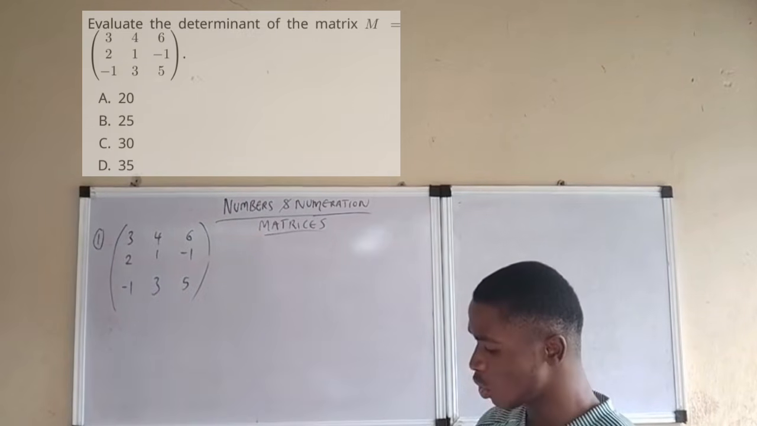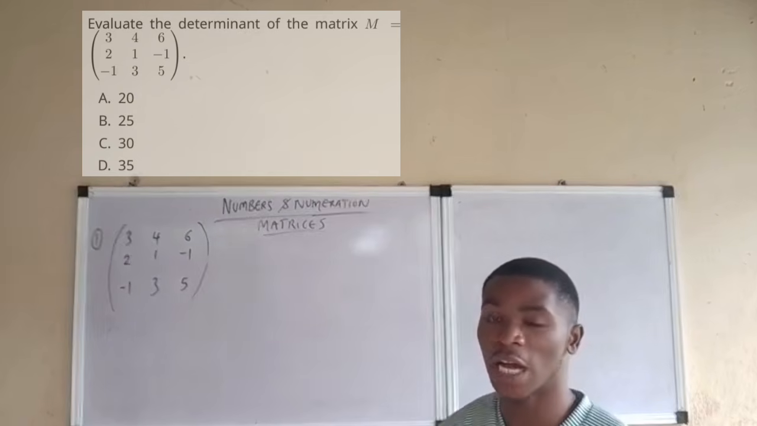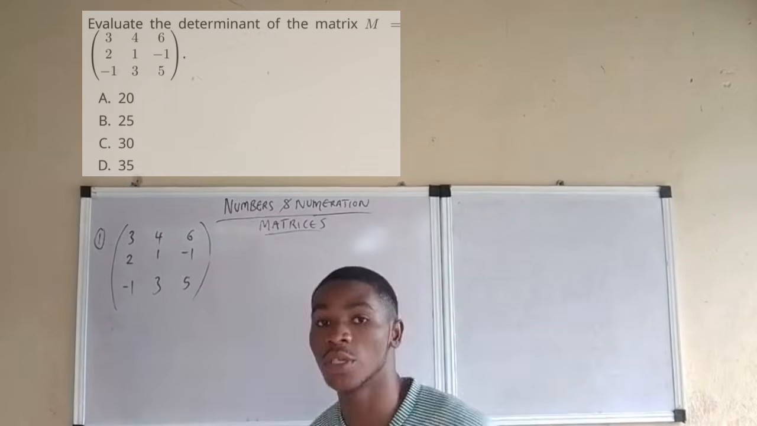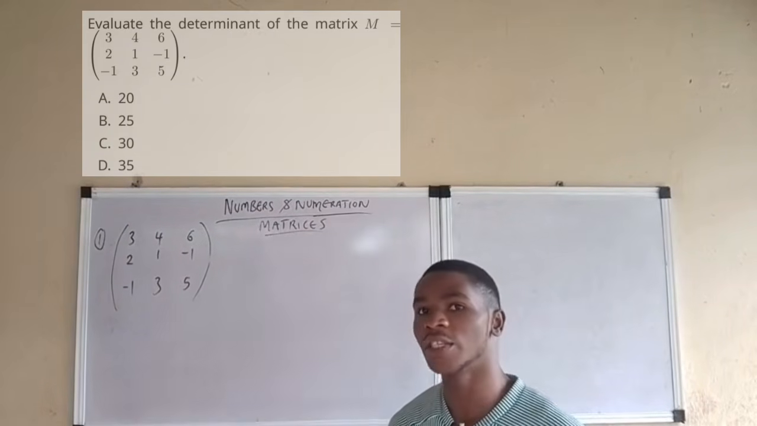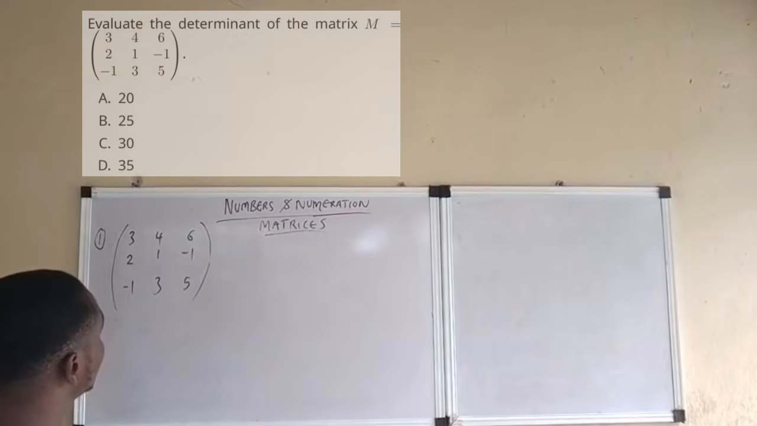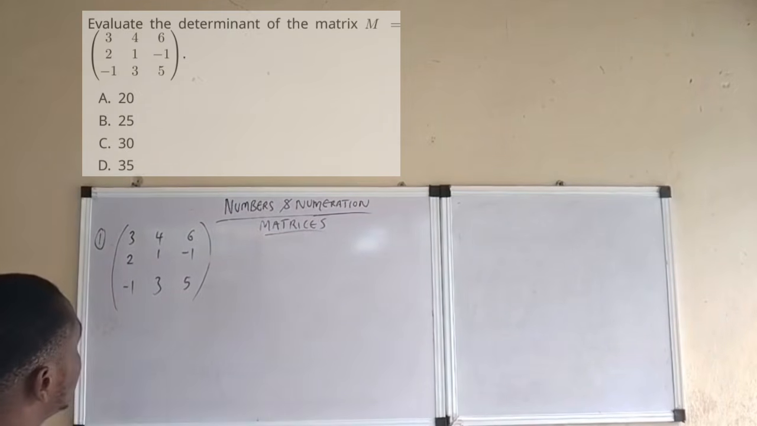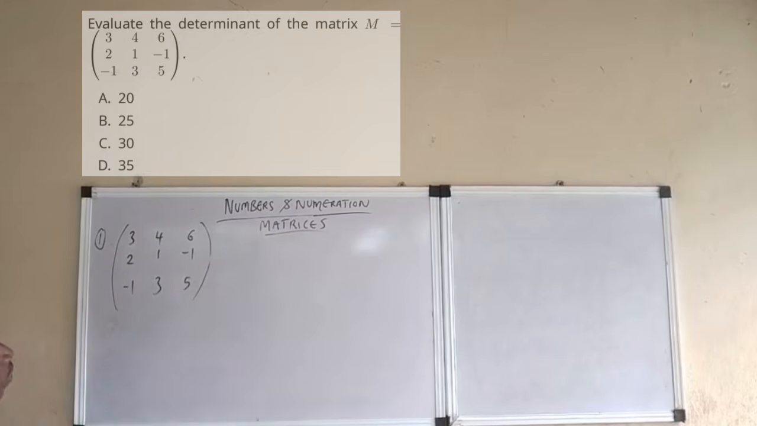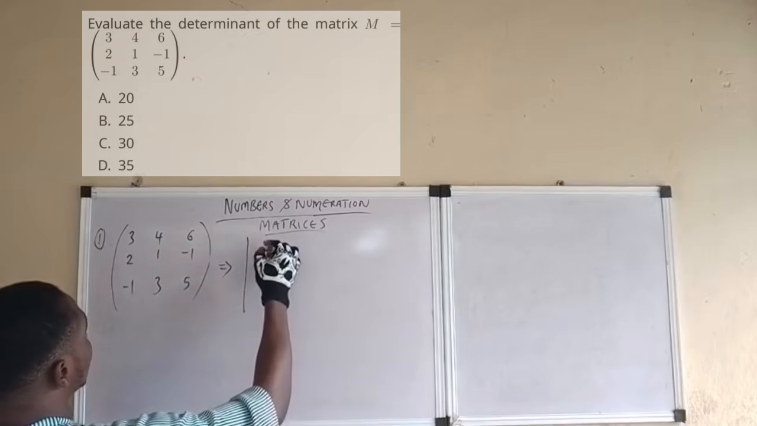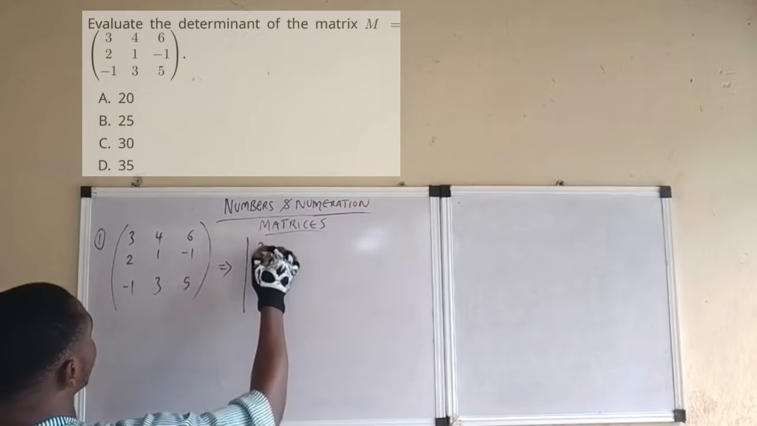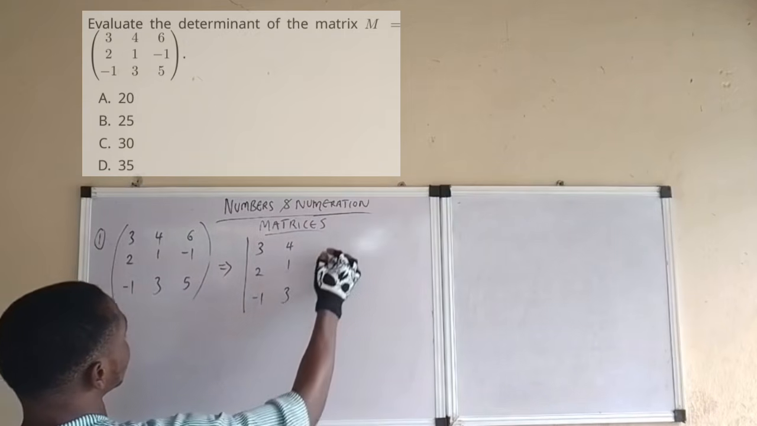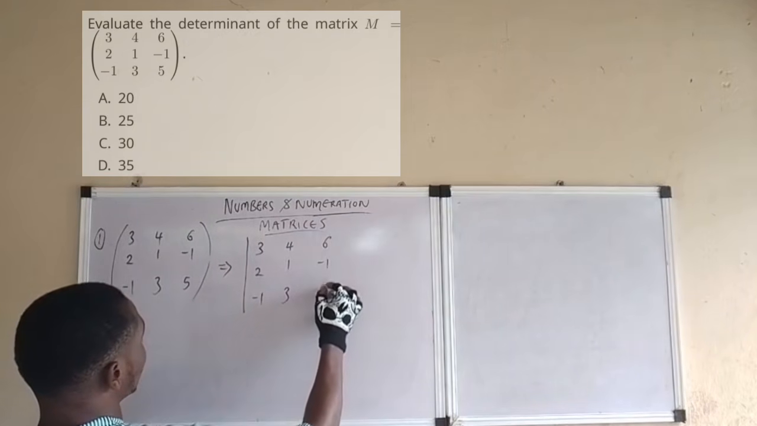So this question wants us to find the determinant of the matrix. How do you find the determinant of the matrix? Now, it's very easy, and I'm going to be using a very easy method so that you can actually solve easily. So the method I'm going to be showing you is this method here. So what you want to do is to put the matrix in a straight line like this. 2, minus 1, 4, 1, 3, 6, minus 1, 5.